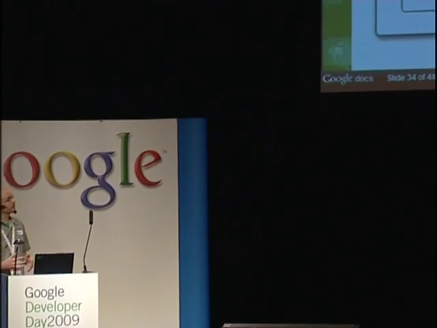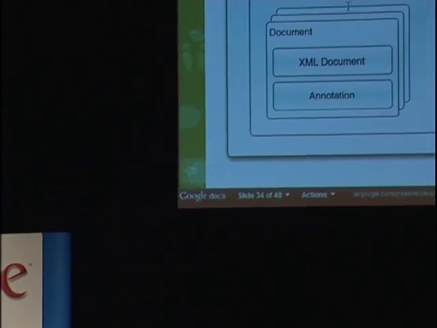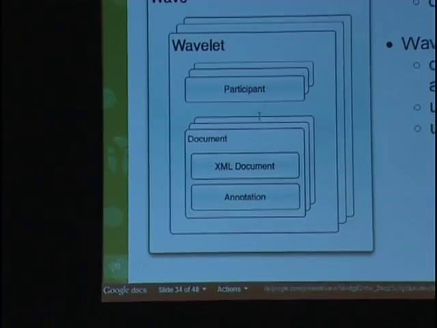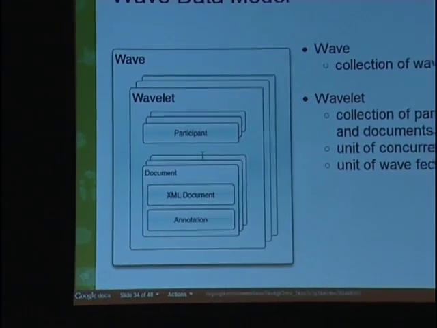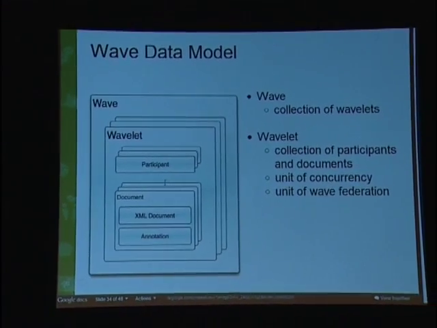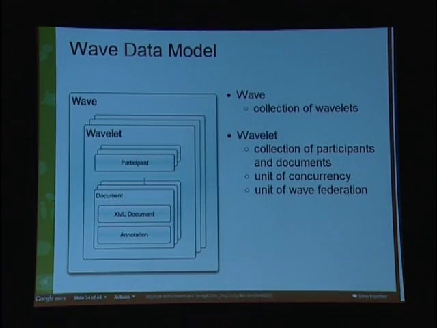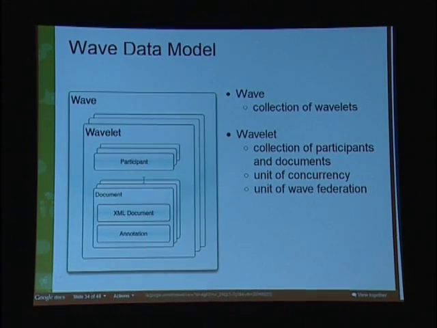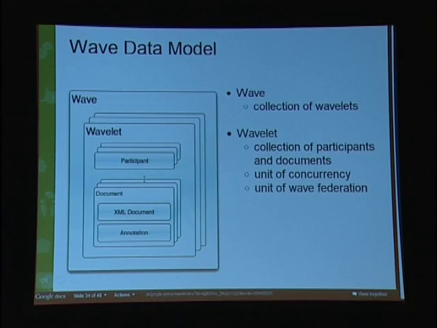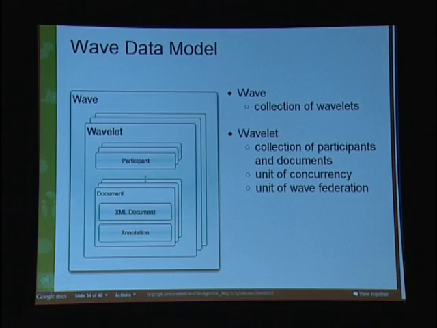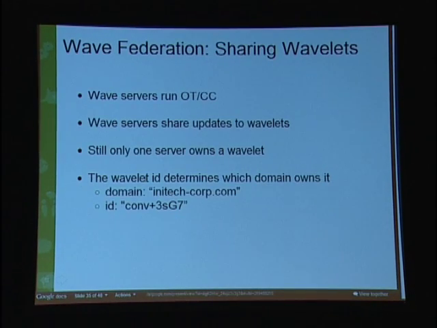So what's a Wave data model that allows a federation to work well? Wave itself is just a container of wavelets, and wavelets are the unit that can be federated. The wavelet includes participants, and it includes the document that's a unit of concurrency, and it can be a unit of Wave federation as well.